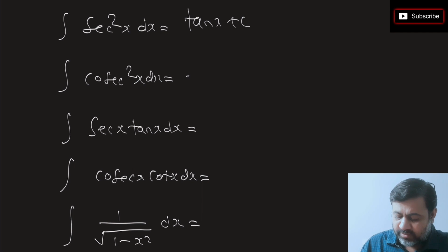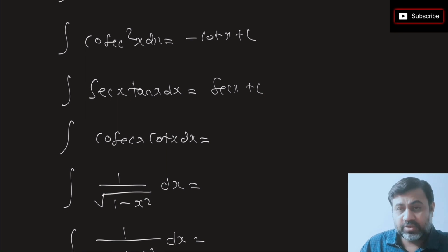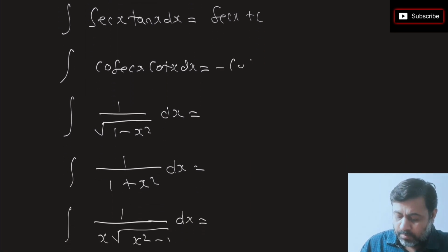Integration of cosec square x will be minus cot x plus c. Now what is derivative of sec x? Two terms, sec x into tan x, so integration of sec x tan x will be just sec x plus c. Integration of cosec x cot x will be minus cosec x plus c.